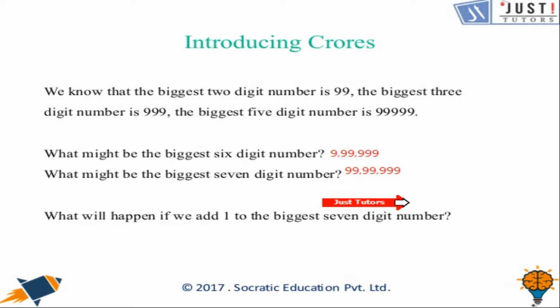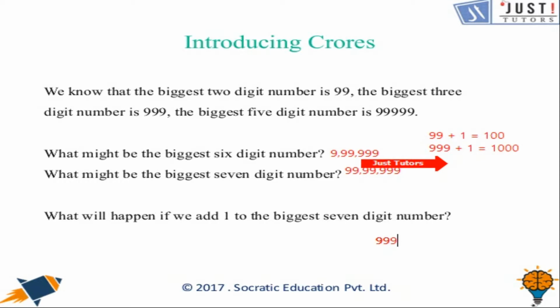Now a question for you: if you have the biggest 2-digit number and you add a 1 to that, what do you get? You are correct, you get 100. If you add a 1 to 999, what do you get? That's correct, that's 1,000. Let's say you add a 1 to 9,999. You get 10,000. And the same way, if we keep on going, let's add a 1 to 99,999. What do you get? The answer is correct, we get a lakh.